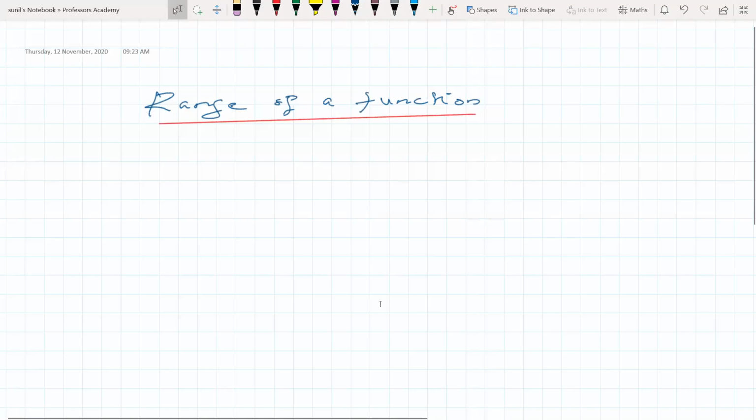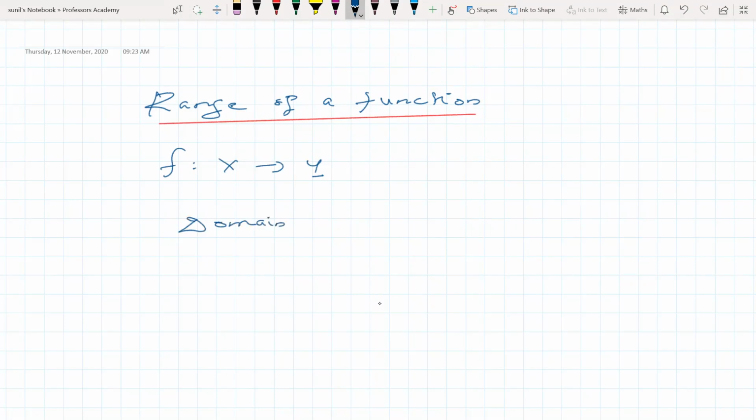Hello students, we are going to discuss the range of a function. Range of a function. So the function is x to y. How to find out the range? One of the approaches: if you take the function, the domain comes out to be, let me write the domain, x in the interval [a, b].